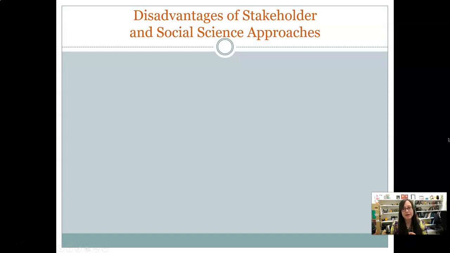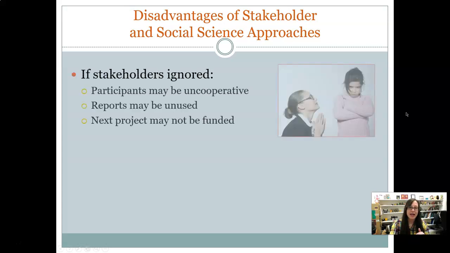So when you compare the stakeholder and the social science approaches, if the stakeholders are ignored, you don't want to totally ignore the stakeholders because participants may become uncooperative because they don't think that the people who are important are part of it. To them, maybe you're not listening to the people that gave you the money, so why should I listen to you? So participants sometimes become uncooperative.